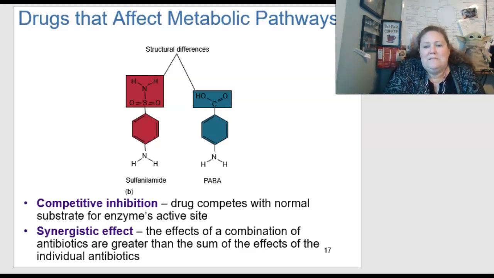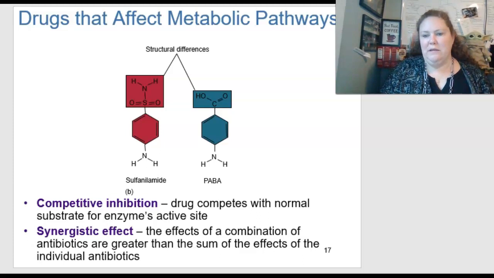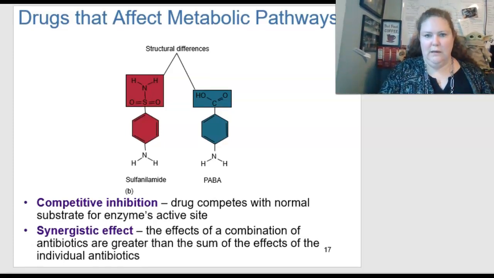We can also have the synergistic effect. And this is when the effects of a combination of antibiotics are greater than the sum of the effects of the individual antibiotics. So they can work together to be even stronger, okay?